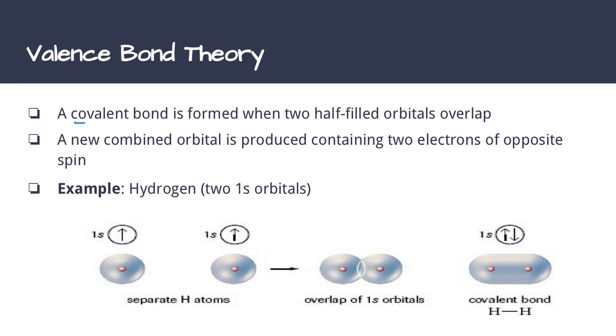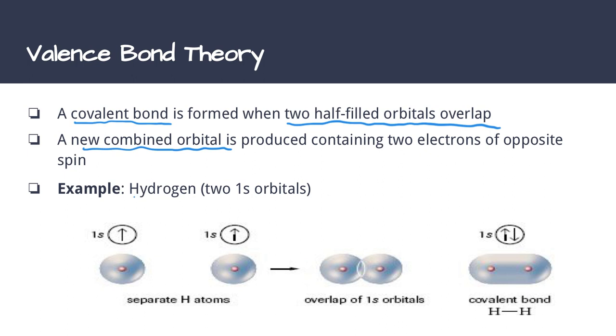And so if we take this definition of covalent bonds being formed by shared electrons, and bring in the quantum model of the atom, then a covalent bond is formed when two half-filled orbitals overlap. And so what happens when we get orbitals overlapping is we get a new combined orbital that contains two electrons that have opposite spins.